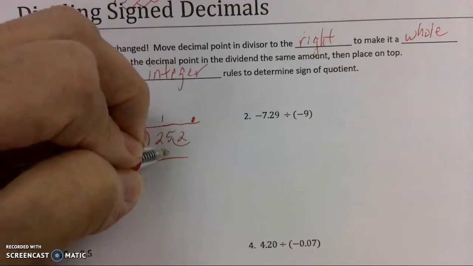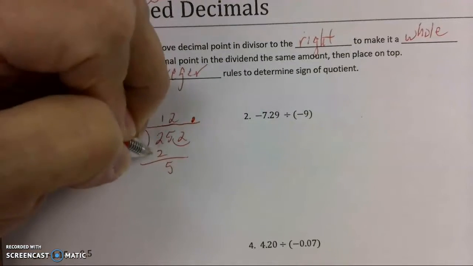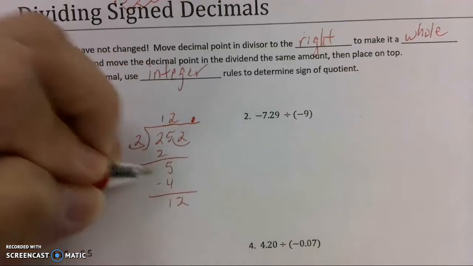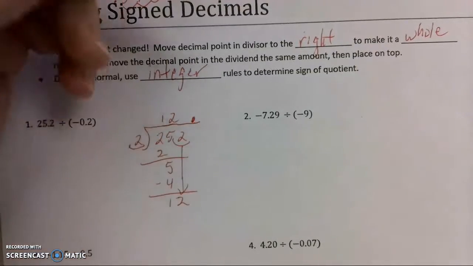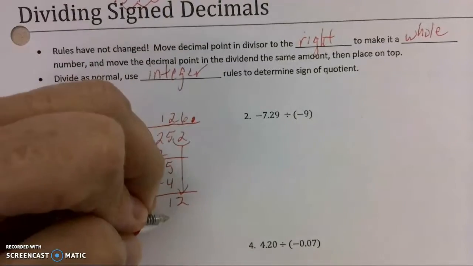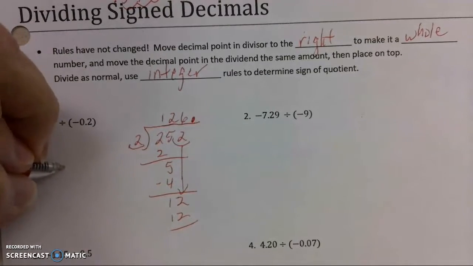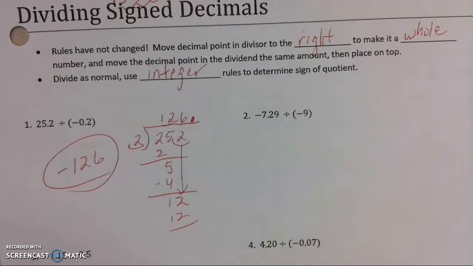2, bring down your 5. 2 goes into 5 2 times. Multiply, subtract, bring down, times 6. That terminates. So my answer is negative 126. All right.